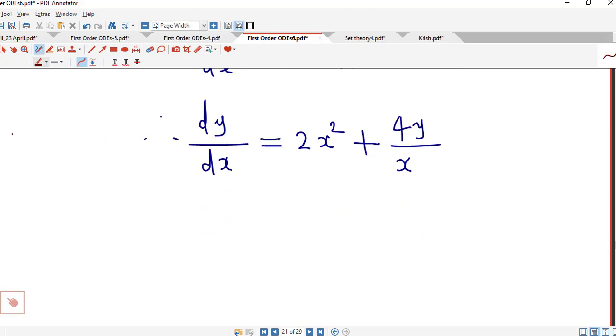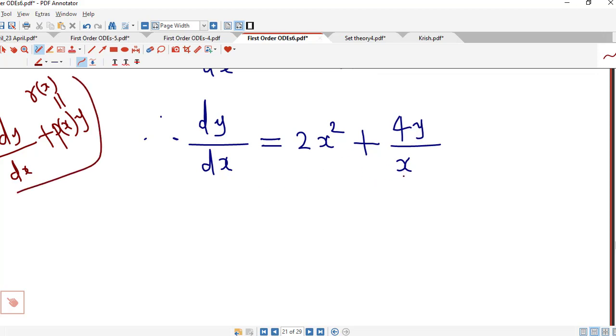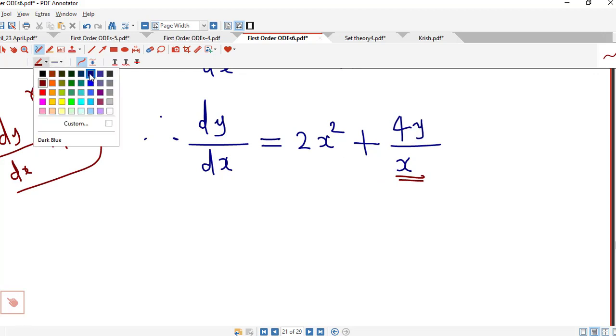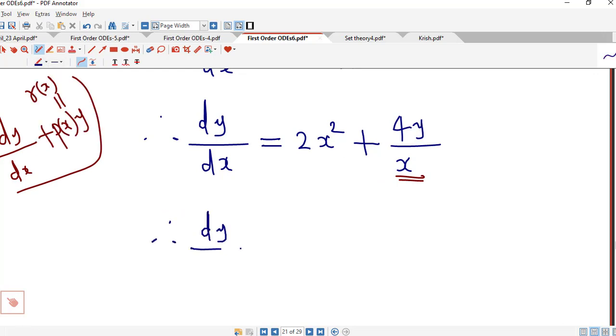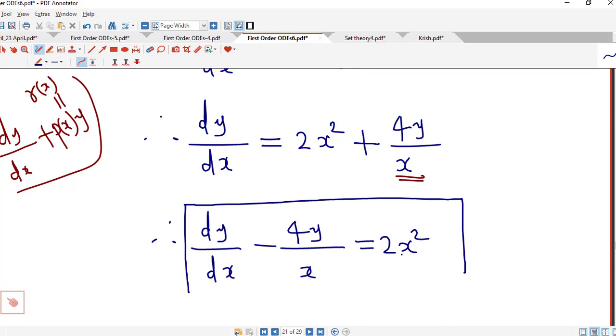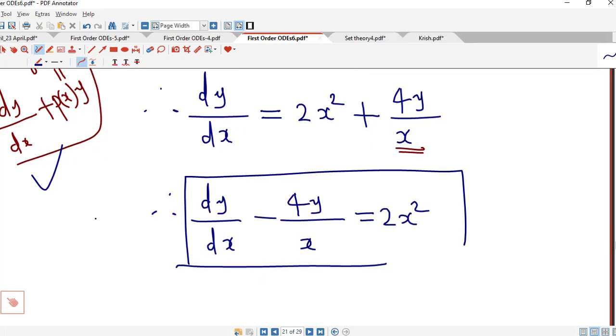And we recall the standard form of the linear differential equation, dy by dx plus px into y equal to rx. So to convert into this form, we have to take this term on the left hand side. Therefore dy by dx minus 4y over x equal to 2x square. So now we can compare this equation with this standard form, and we find that it is linear with y as dependent variable. The value of px is minus 4 by x and rx is 2x square.